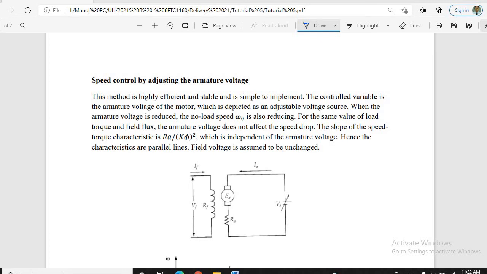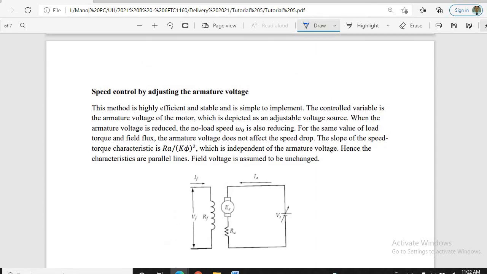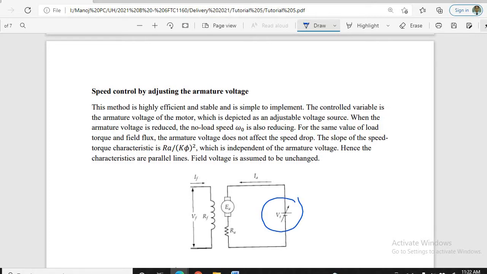So the next method is speed control by adjusting the armature voltage. As you can see, according to the equations, this is the one where we are going to change Vt. This is an extremely efficient method because it gives high speed control. The control variable is the armature voltage of the motor, which is Vt as we have written here. This is the one that we are going to control, which is depicted as an adjustable voltage source.